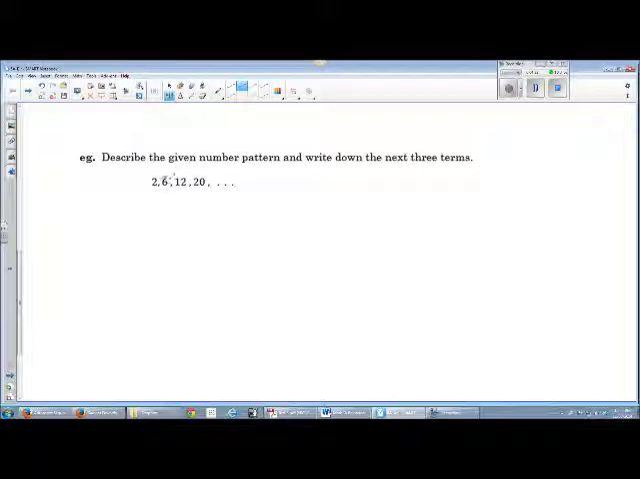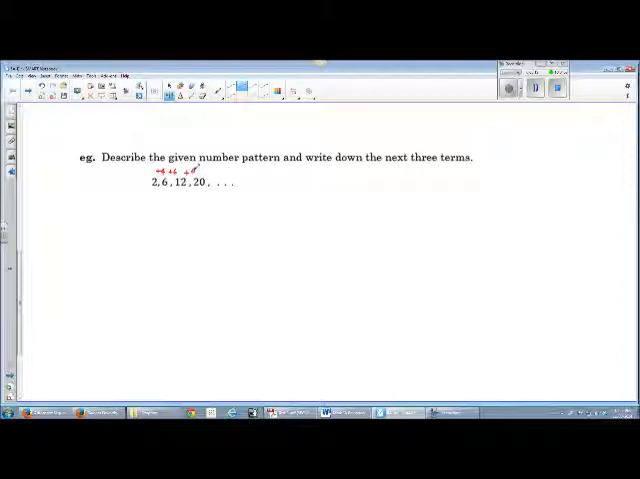Then 6 to 12, we could add 6 or multiply by 4. Then from 12 to 20, we can't really multiply by any integer value. It could get a little messy if we start multiplying by decimals or fractions, especially because for the last two we didn't have to. But by adding, we could say we'd add 8 there. So from term 1 to term 2, we're adding 4. From term 2 to term 3, we're adding 6. From term 3 to term 4, we're adding 8.